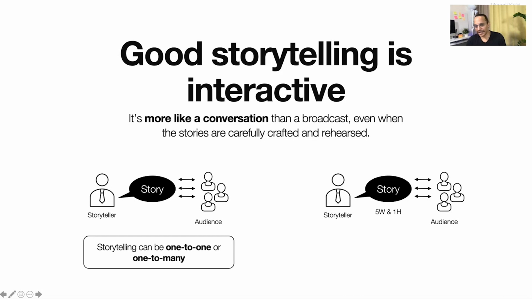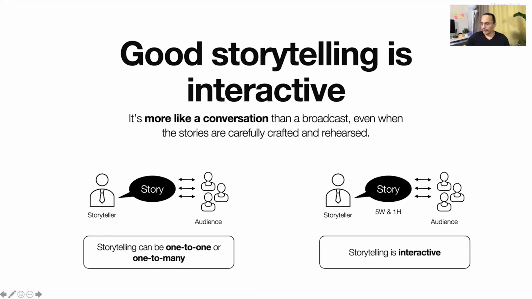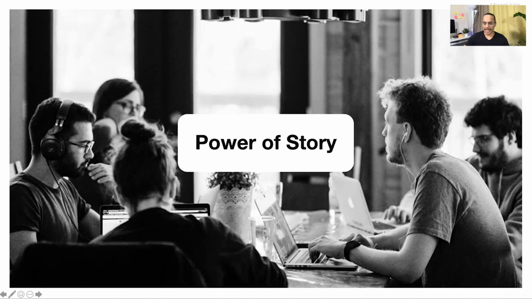And whenever we are creating a story, telling a story, we should always try to make use of 5 Ws and 1 H. That is basically who, when, where, what, why. And then the 1 H is basically how. So ask yourself these questions, like why, when, and all those things. And when you have the right answers, then use those answers in your story. Okay. So storytelling is interactive. Storytelling can be one to one or one to many.